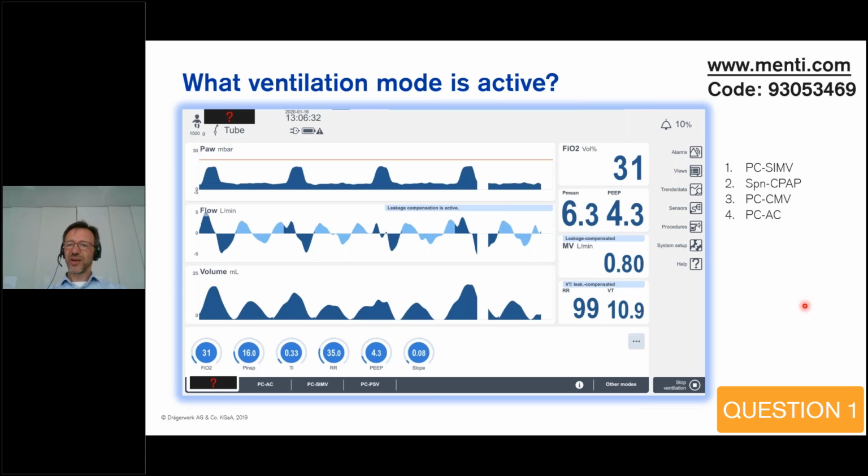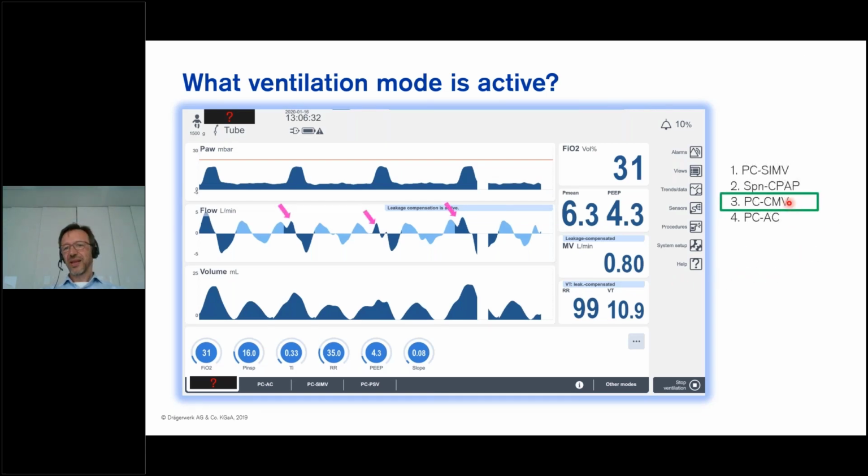Now I offered you the following choices. Number 1, if you think this is a pressure-controlled SIMV. Number 2, if you think this is a spontaneous CPAP. Number 3, if you think this is a pressure-controlled CMV, so controlled mandatory ventilation. Or number 4, if you think this is a pressure-controlled assist control ventilation mode. So we will now start our voting. Let's have a look at the screenshot again.